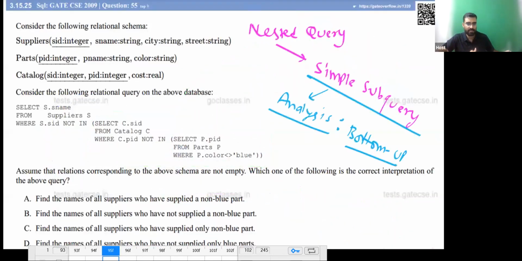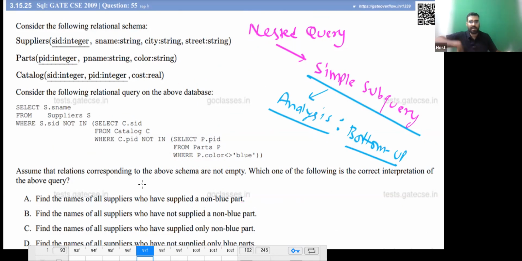Let's see each option one by one. So tell me, is this the correct answer? Find the names of all suppliers who supplied a non-blue part. So this option also includes that you can also supply a blue part. Agree or not? This option does not tell you anything about blue part. So this also includes those people who supplied non-blue and blue.